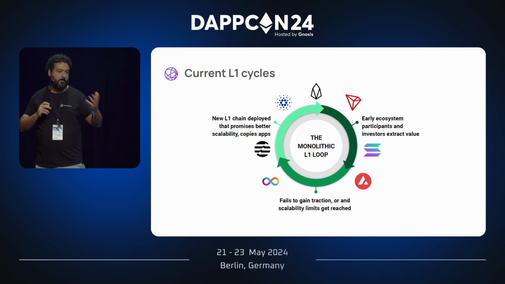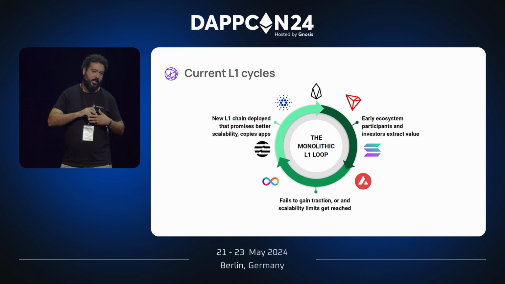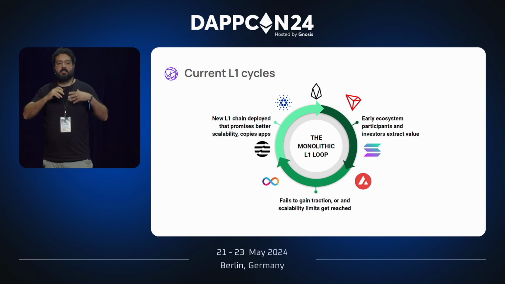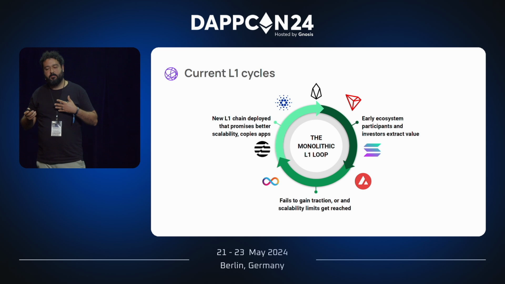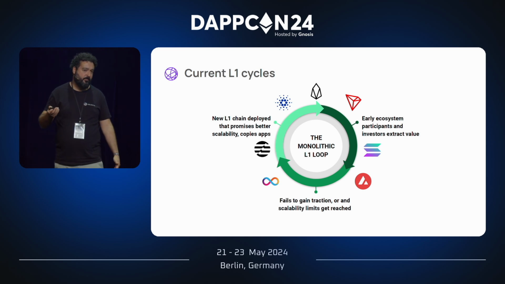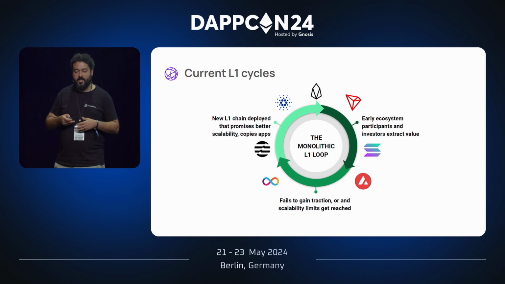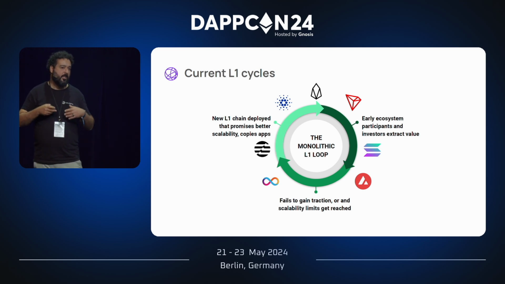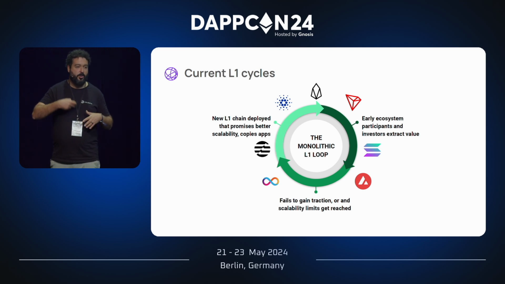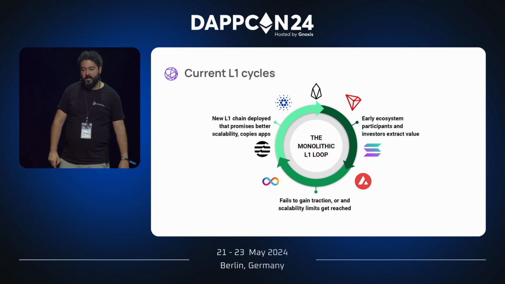We do parallel execution, or I don't know. They promised better scalability, and what happened there is basically you had to copy this whole ecosystem that already existed in the established chains, and then either these new chains fail to gain traction and become less relevant, or they are actually used a lot, but then they hit scalability limits and they get congested. Transactions either get expensive or you don't get them included in the blocks and have to retry a lot.